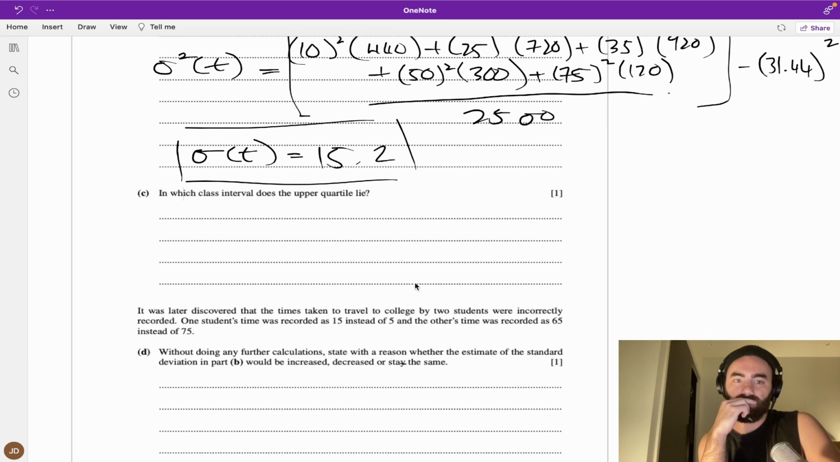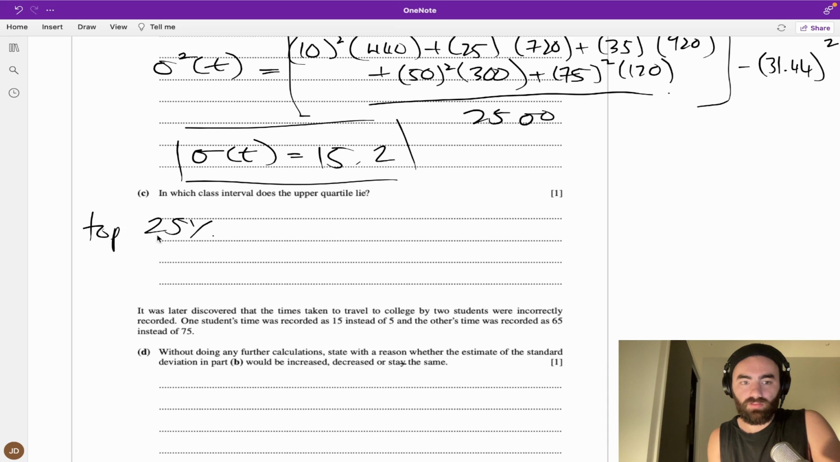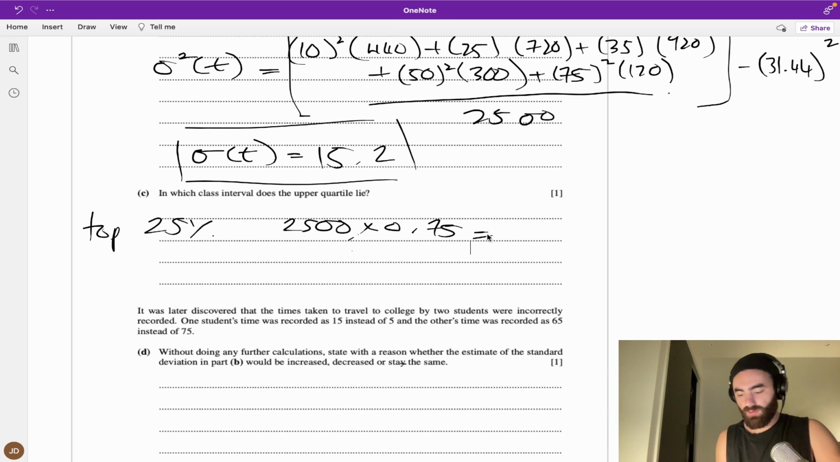In which class interval does the upper quartile lie? The upper quartile is the top 25% point, right? And so we have 2,500 students. So the 75th percentile, this times 0.75 gives us the point. So it's 1875.